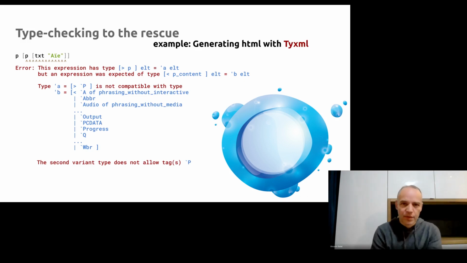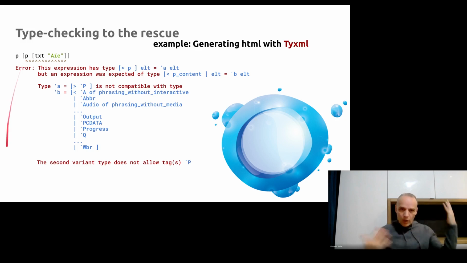This is an example of an error message you get. In this example, I'm creating a paragraph with the P function, and that paragraph contains another paragraph, which is forbidden. This will fail at compile time with this error message. This is a long error message, but it's not difficult to understand. It says, this expression has type P element. This is a paragraph. But I was expecting something of type P content element. And then it explains that P can contain only A, ABBR, audio, etc., but not P.